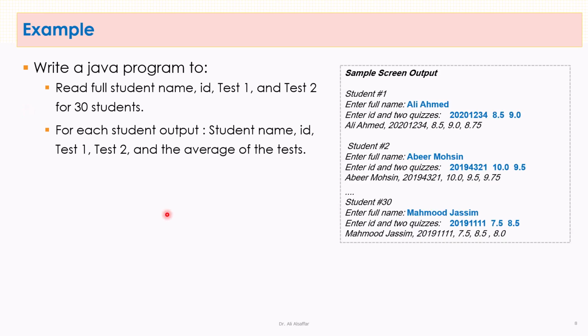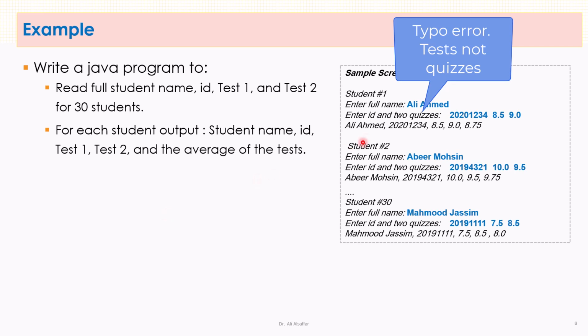Here is a sample input-output screen of the program. First, we print a message, student number 1, and we ask to enter the full name of this student. And then we ask the user to enter the ID and the 2 quizzes, and then the program will print the name, ID, followed by the 2 tests and the average. And then we go to the next student and so on for 30 students.